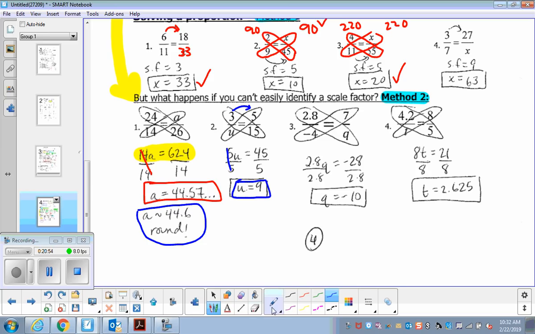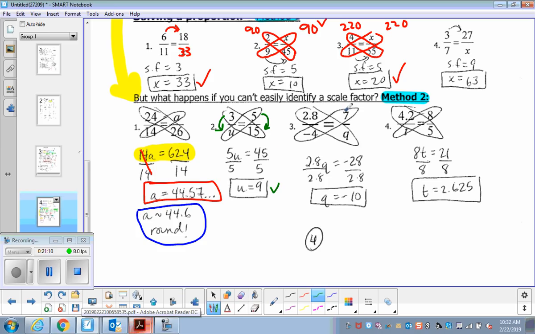Now, I would like to point out that for that one, some of you might have said, wait a minute, I see a scale factor right there. So 5 times 3 is 15. So 3 times 3, boom, u is 9.